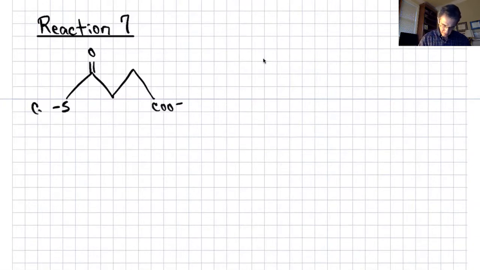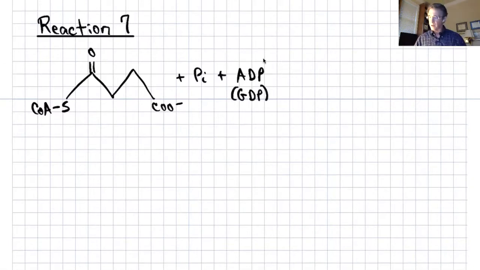So here's our CoA, right? It's 5 carbons, 1, 2, 3, excuse me, carbon 1, 2, 3, 4, right? And now we're going to take this guy, we're going to take some inorganic phosphate, right? We're going to take some ADP, or some isoforms of the enzyme use GDP, right? And we're going to basically use that thioester bond in succinyl-CoA.